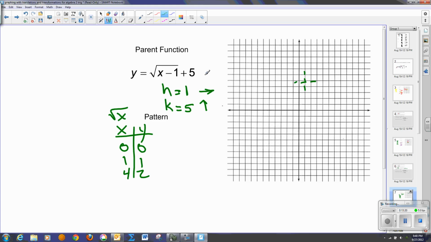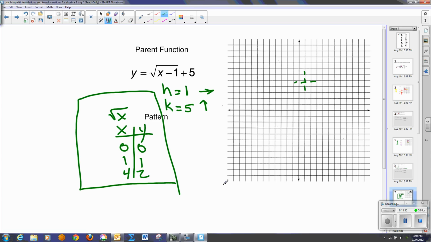So now I know that if I only have h and k added to my problem, from my previous examples, the only function they have is moving the graph. Otherwise, the graph looks exactly the same. In other words, it has the same pattern. So from this new origin point, I'm going to graph my square root pattern of 0, 0, over 1 and up 1, and over 4 and up 2. And I'm going to say that this graph here is the graph of the square root of x minus 1 plus 5.